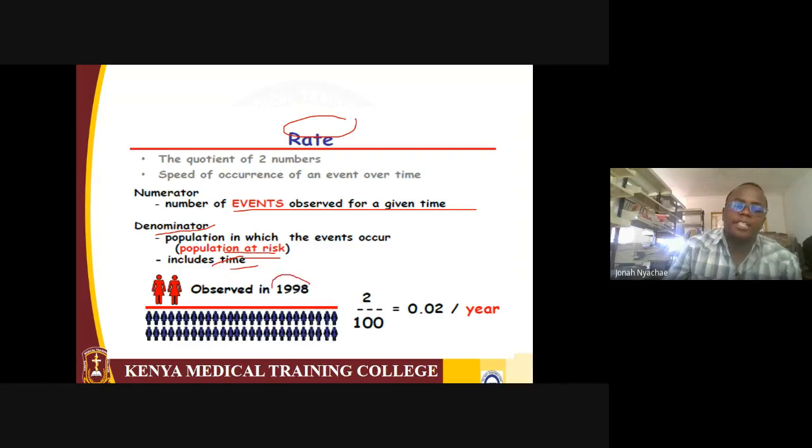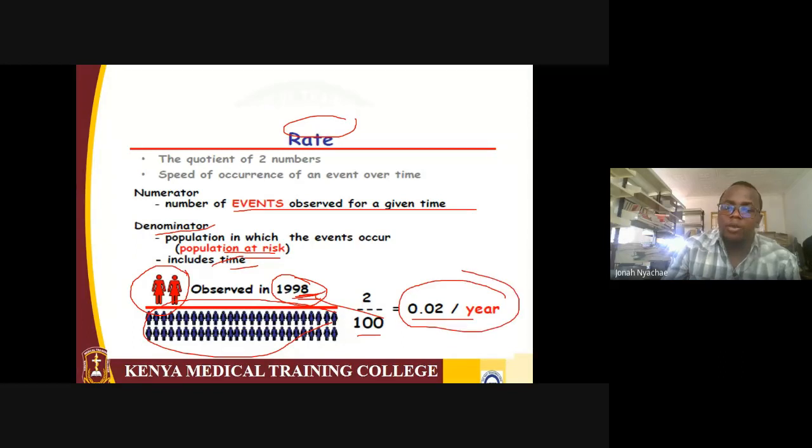For example, in 1998, we have 2 girls who are observed to have a particular disease or event over a population of 100 girls. So you have to include time in your reporting. That makes 2 over 100, which equals 0.02 per year. So that becomes a rate. In a rate, time is very, very key.